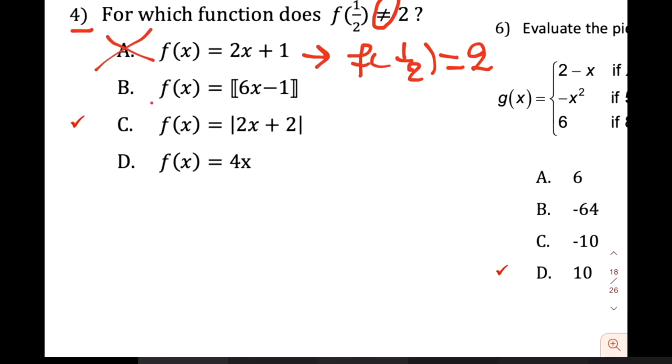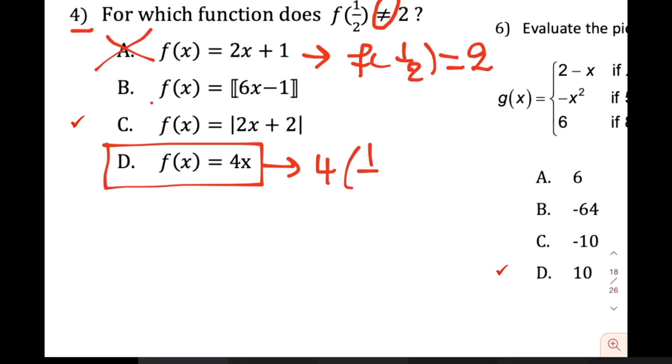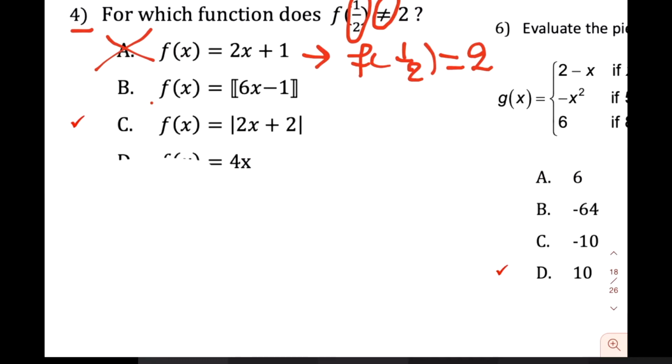We go to this one. This is easy. Always start with the easy ones, okay? 4 times half. Just substitute x with half. Remember, this is x. So you put x equals half. 4 times half equals 2. So this one gives 2. So it's not D. As you can see, we have only 2 options left. So it's not A, it's not D. We have these 2 options left.